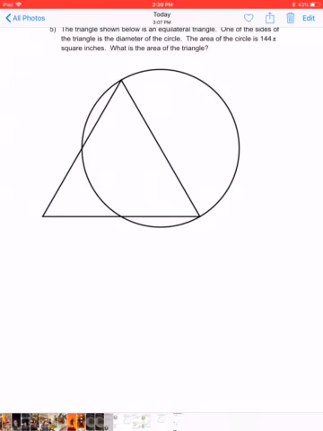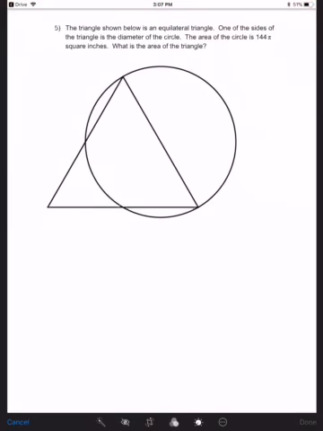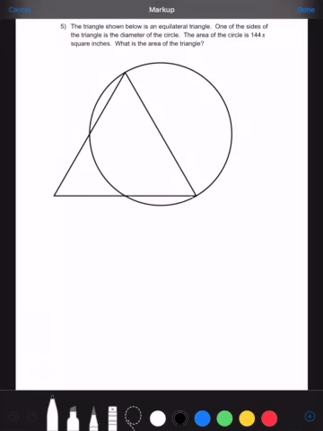Longer video. I am going to show you this exercise. I really like this exercise. It kind of puts a lot of things that we have worked on together.